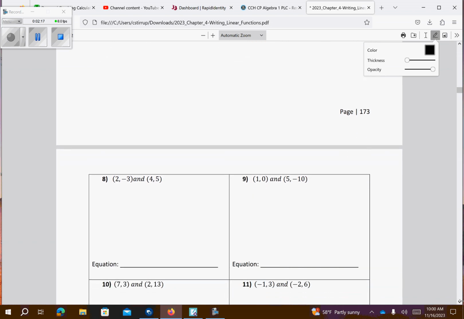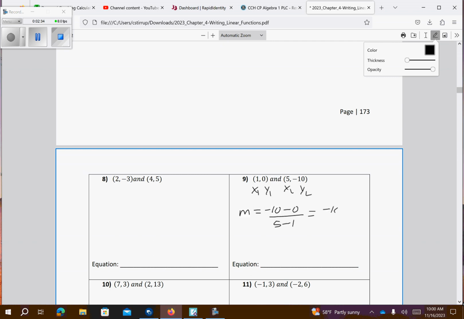Number 9. So let's figure out this equation. So let's find the slope first. I don't have a y-intercept on either of these. So my slope is going to be y2 minus y1 over x2 minus x1, which is negative 10 over 4. Reduce that to negative 5 over 2. That's my slope. Now I need to use my point slope.